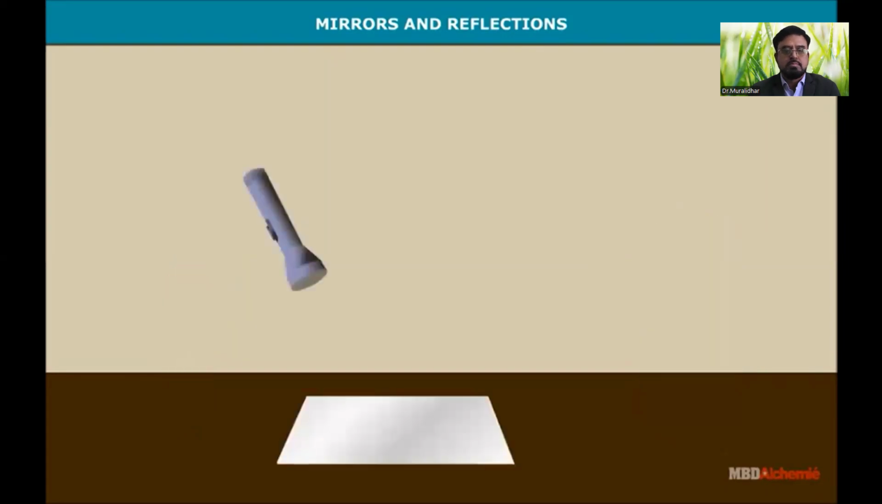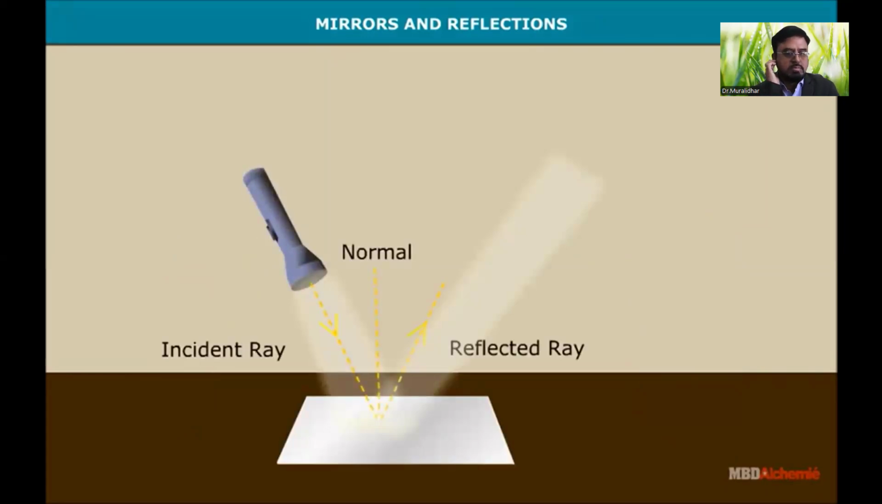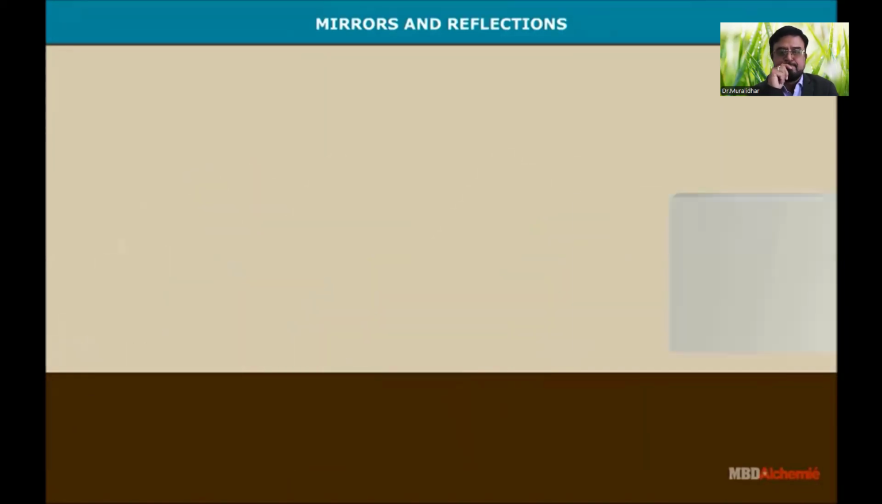When light falls on an object, it is divided into two parts. Part of the light passes through the medium and changes its path. This phenomenon, that is, the passing of light through a medium with a changed path, is called refraction of light. Part of the light goes back to the same medium.